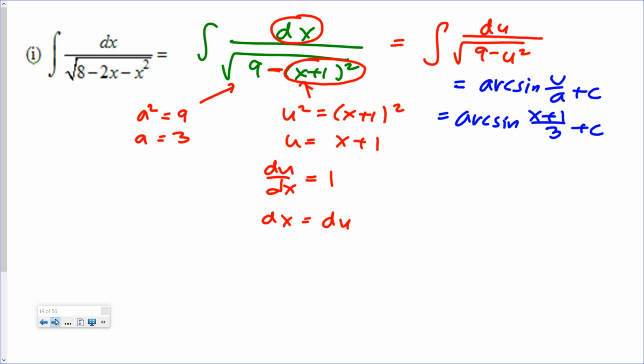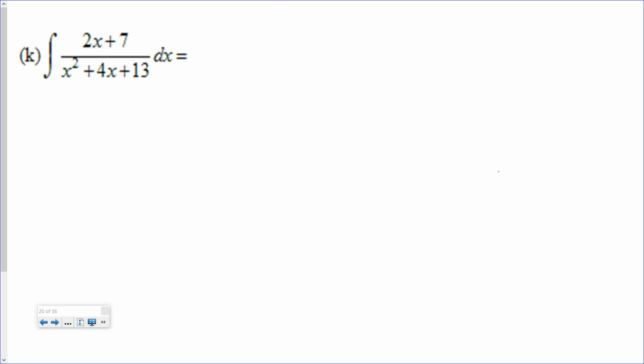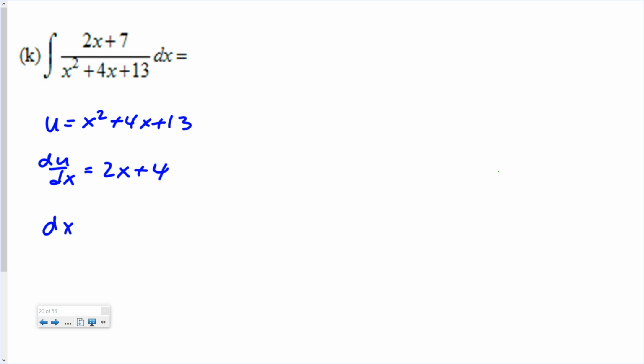Okay? Can you also write this problem down? Please write this problem down. This is definitely, I would say, depending on what you have trouble with, one of the most missed questions on the test. Okay, if I were to do this problem, please write this down. Super important. I would make my u equal to x squared plus 4x plus 13. I would take the derivative of that and find that this is actually 2x plus 4. I would solve for dx, and this would be du over 2x plus 4.